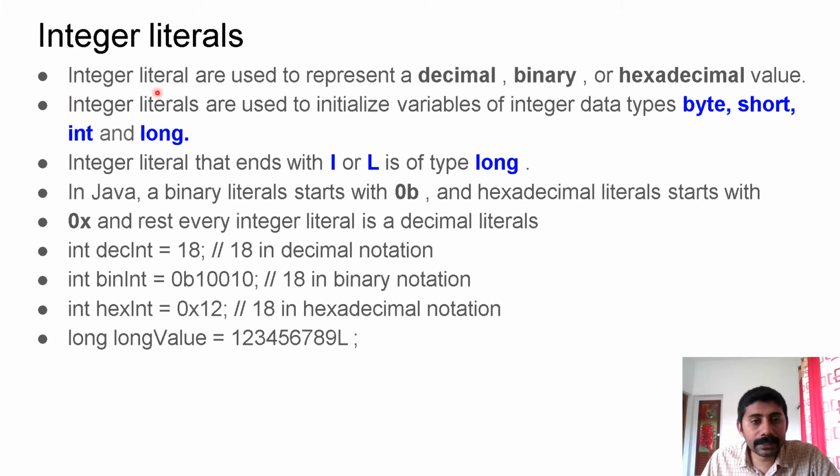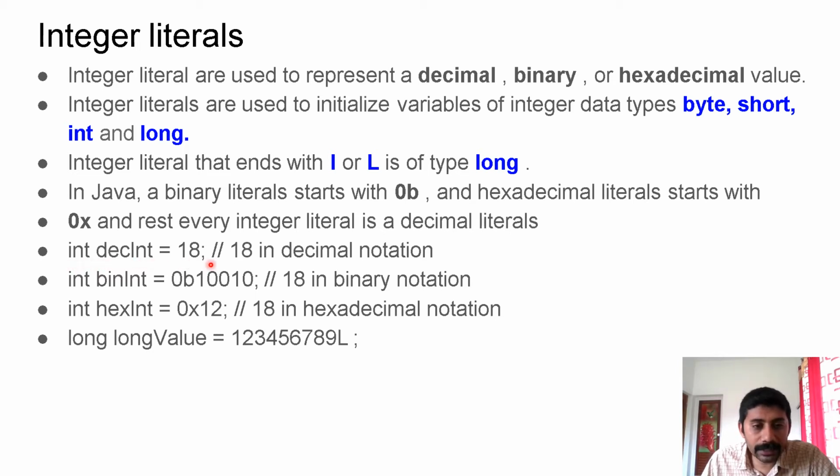Integer literals. Integer literals are used to represent decimal, binary or hexadecimal values. Integer literals are used to initialize variables of integer data type: byte, short, int, long. Integer literals ending with L, small letter or capital letter L, indicate the type long. In Java, a binary literal starts with 0b and the hexadecimal literal starts with 0x. And the rest, every other integer literal is a decimal literal. Okay, means if you want to specify that the radix is different, not 10, in that case you can go for 0x or 0b.